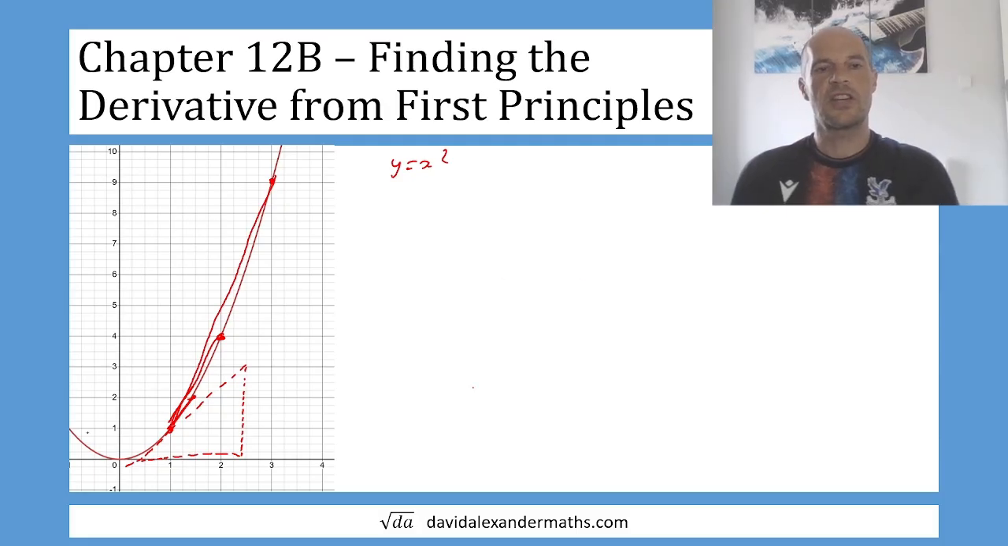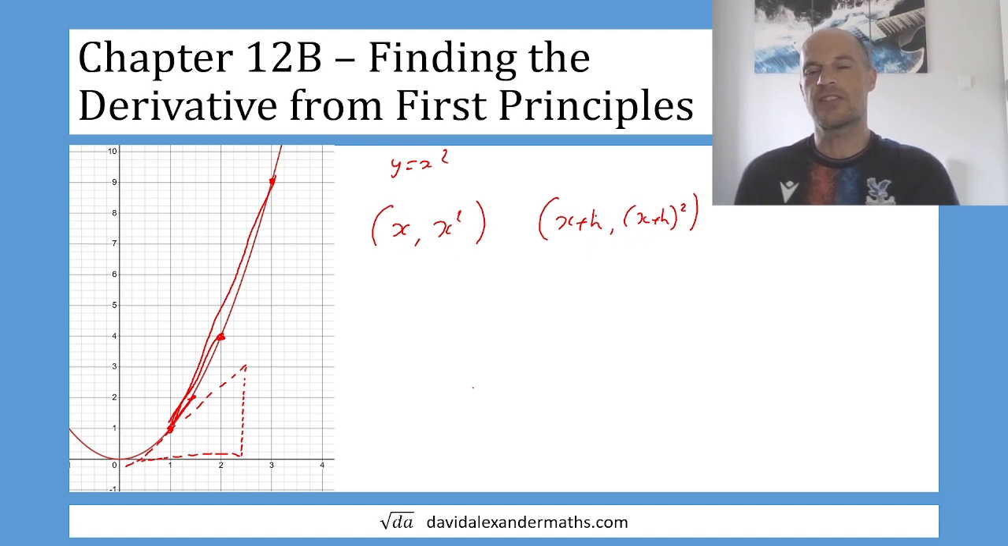So as I mentioned, this is the curve of y equals x squared. When I've got an x value of, let's say, x, then my y value will be x squared. Now what if I add something onto x? Let's say I'm adding h onto x. So the x value will be x plus h, and then my y value will be the x value squared. If the x value is x plus h, then the y value will be x plus h squared. So what is the gradient of the chord if I'm using the coordinates x, x squared and x plus h, x plus h squared?